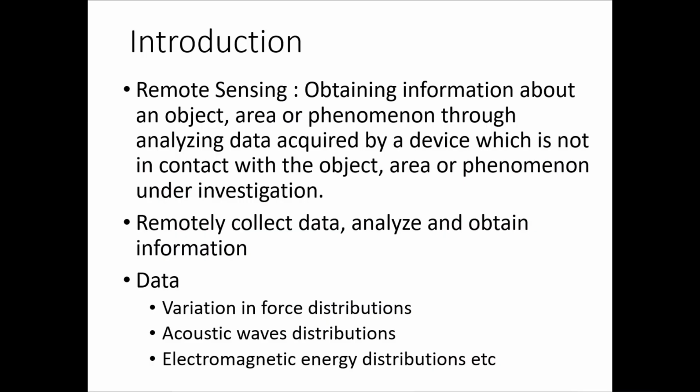So what is remote sensing? Yesterday, when we discussed in the course introduction, I told you even our eye, a camera, a satellite, these are all remote sensing systems, right? As the name suggests, you are remotely sensing data from a faraway object without actually being in contact with it, right? So you are obtaining information about an object, area, or phenomenon through analyzing data acquired by a device which is not in contact with the object, area, or phenomenon under investigation. So that is a more formal definition of remote sensing.